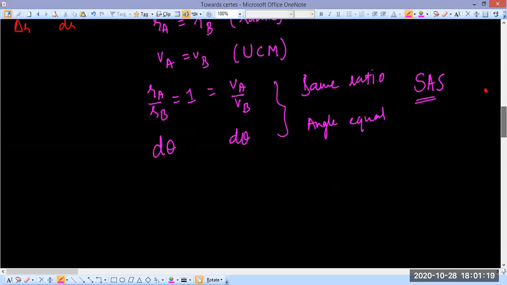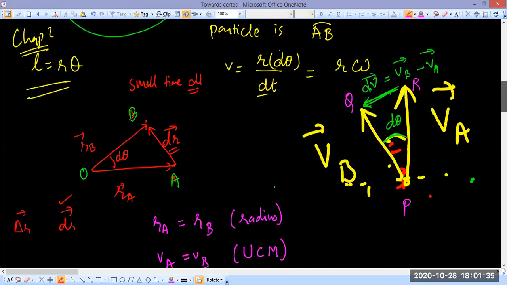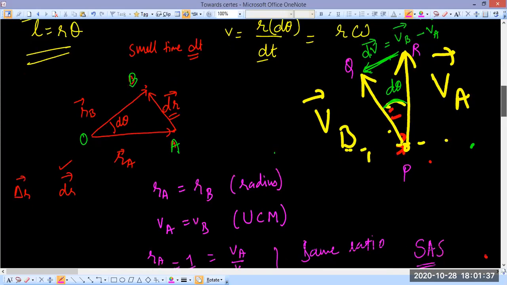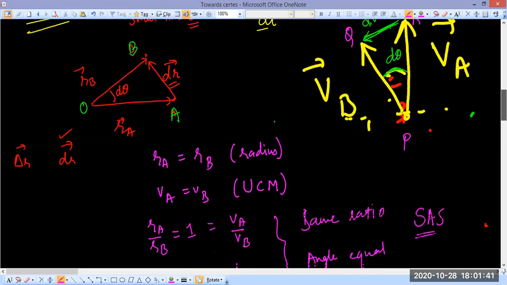બરાબર, તો લખી નાખીએ by SAS triangle this is similar to triangle this. હવે કયું triangle છે similar? ABO is similar to RQP.